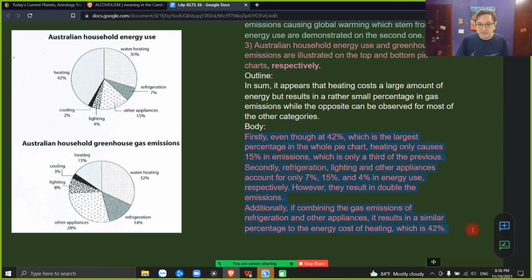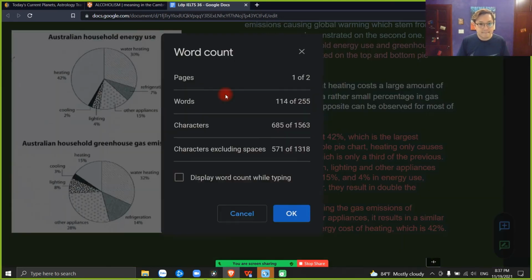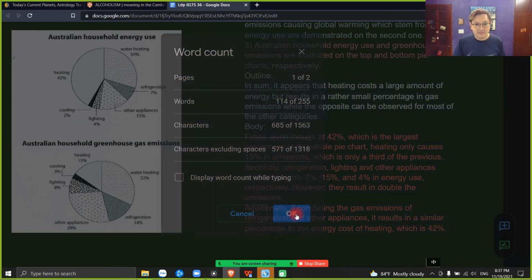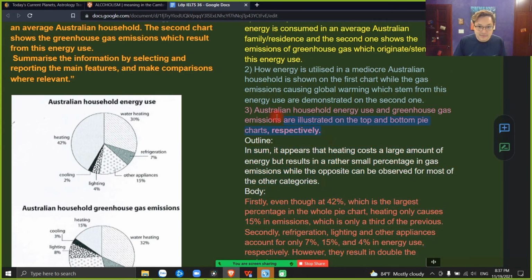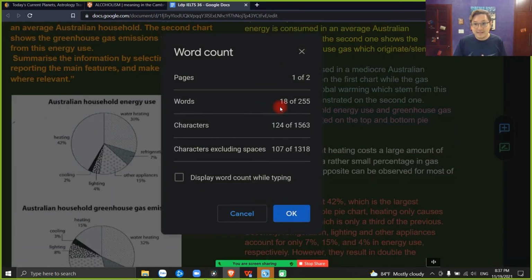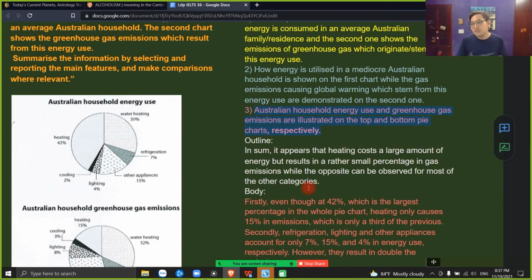So let's see how many words. You have to highlight the text. If you want to count how many words, you basically select them like this. Control, Shift, C. See, you can see this is 114. It's 114, isn't it? And then, how much is this one? If I take this one, it's 18. So combined together, you would have 132 words.